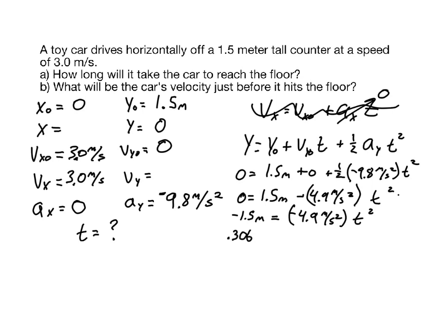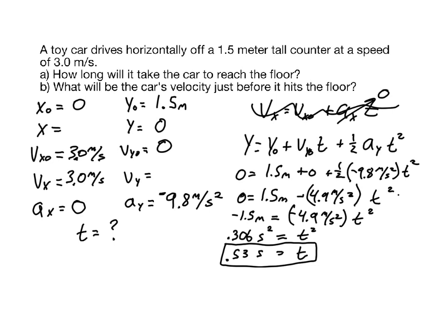0.306. And thinking through the units, I'll have meters divided by meters per second squared. And if I'm dividing a fraction, I can just multiply by the reciprocal. So that's the same as meters times seconds squared over meters, which is the same as seconds squared. And that's equal to t squared. And then square rooting both sides gets me 0.53 seconds equals t. Takes a little more than half a second for the car to hit the ground.